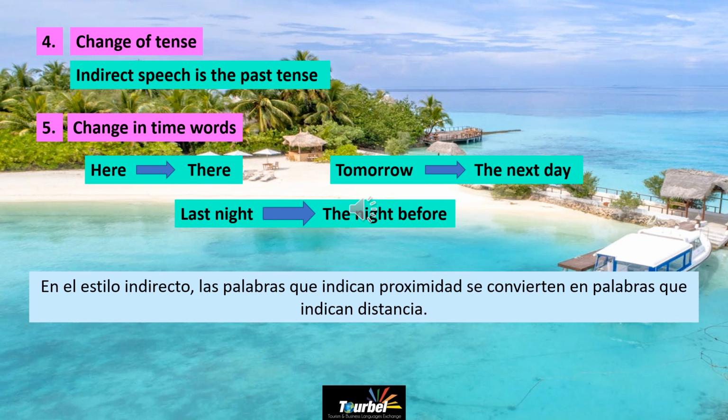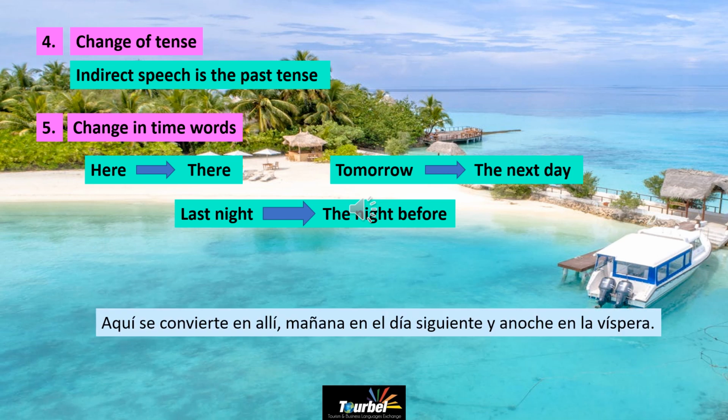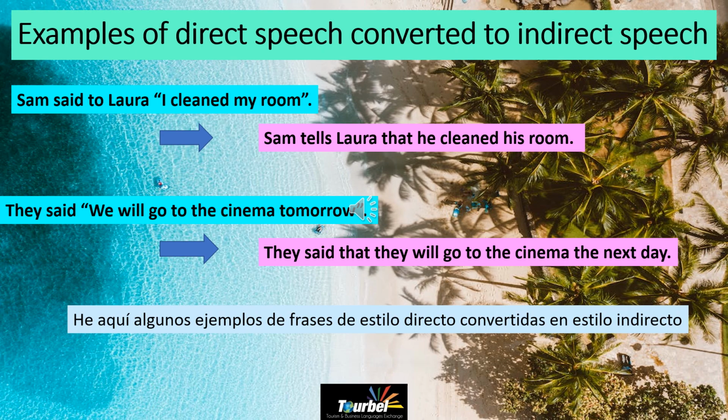Words indicating nearness are changed into words showing distance in direct speech. For example, here becomes there, tomorrow becomes the next day, and last night becomes the night before. Here are some examples of sentences of direct speech converted into indirect speech.